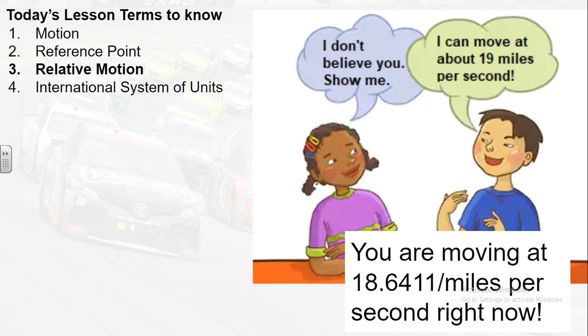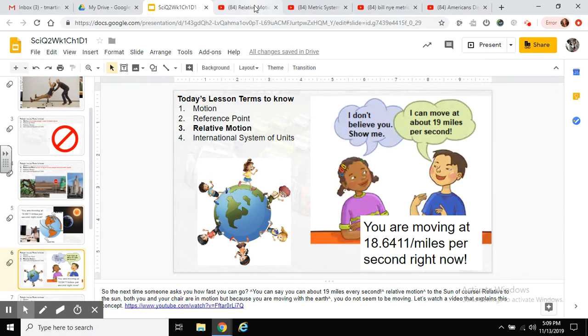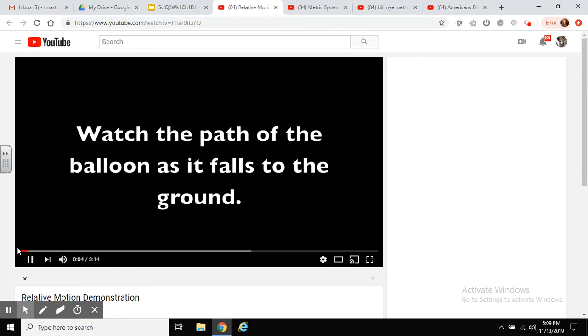Relative to the sun, both you and your chair are in motion, but because you are moving with the earth, you do not seem to be moving. Let's watch a video that explains this concept. Watch the path of the balloon as it falls to the ground.